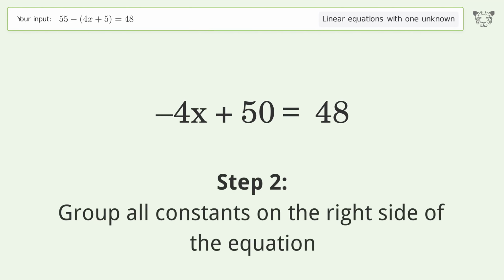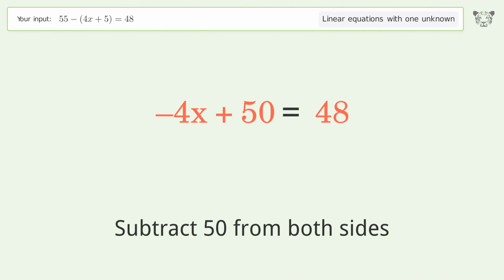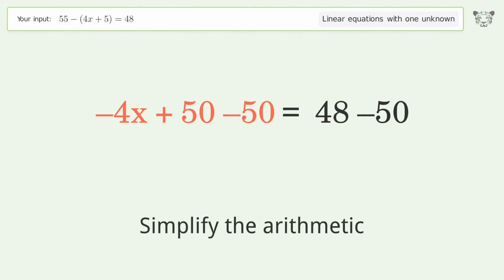Group all constants on the right side of the equation. Subtract 50 from both sides. Simplify the arithmetic.